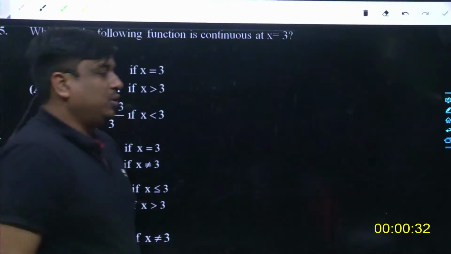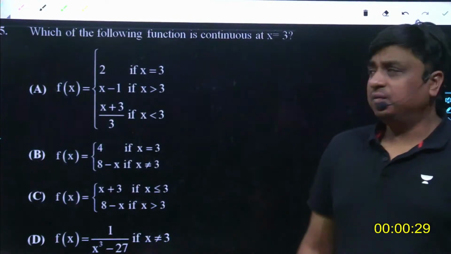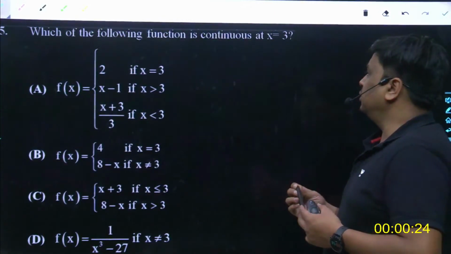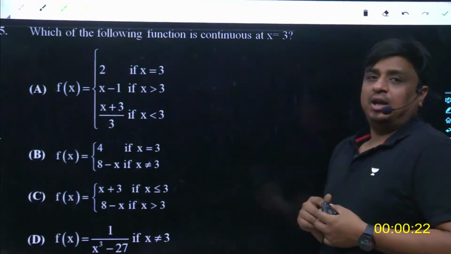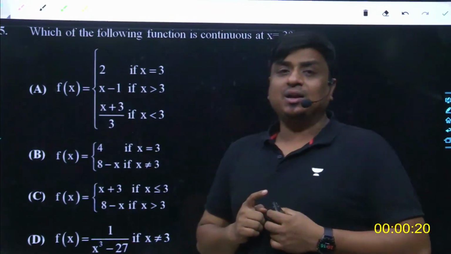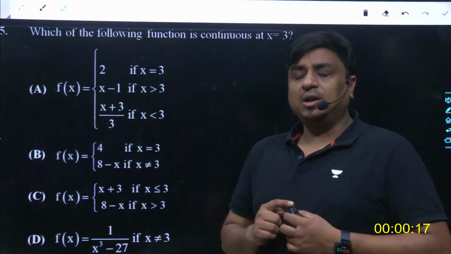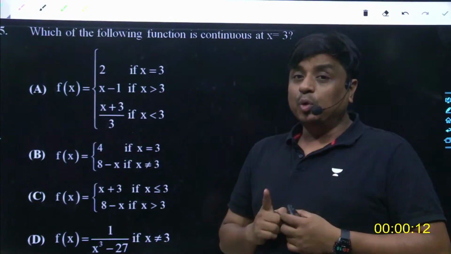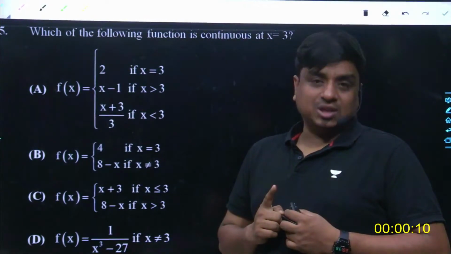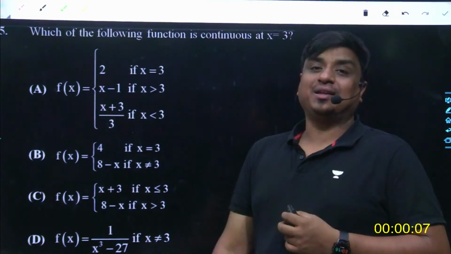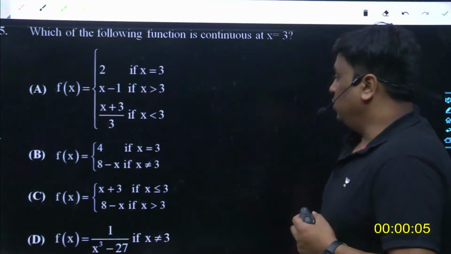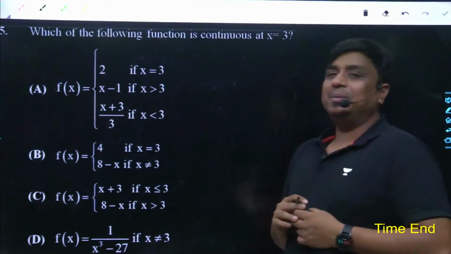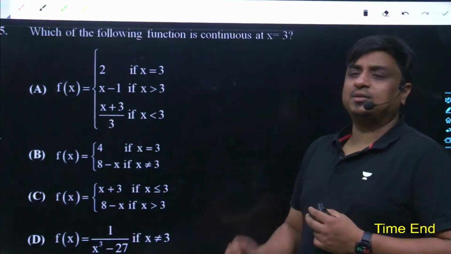Read the problem thoroughly and tell me what could be the best answer for this given question. Which of the following functions is continuous at x equals 3? Anyways, the function will be continuous at x equals 3 only if there is no pole at x equals 3. If a pole is found at x equals 3, there would be a point of discontinuity at x equals 3. So while doing this kind of analysis, this thought must be in your mind. There should not be any pole at x equals 3.